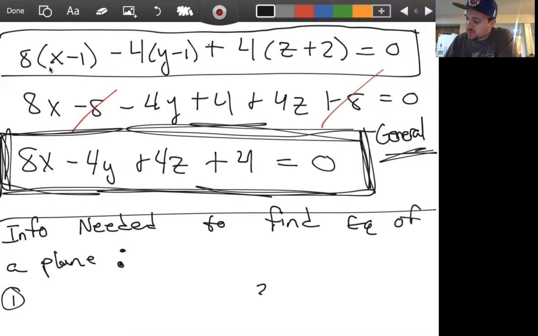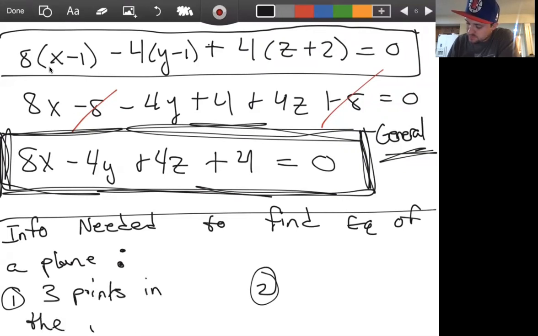There's two sets of information that are sufficient. One is 3 points in the plane. Because we could use these 3 points to come up with 2 vectors, right? And if we came up with 2 vectors, then we can take the cross product to get a normal vector, et cetera, et cetera. We end up with the equation.